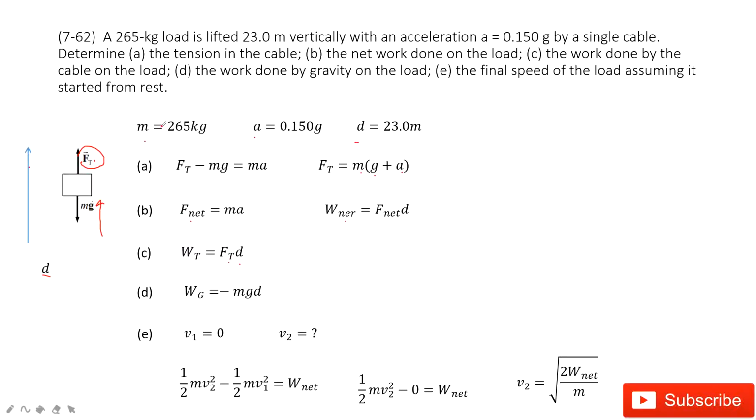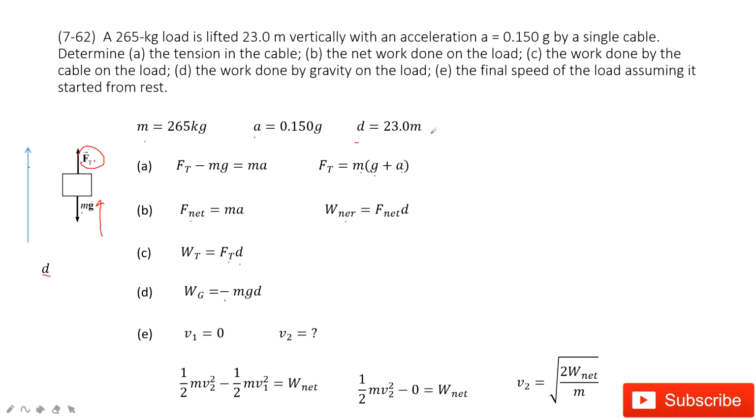The next one, the work done by gravity. See, the gravity is given and the d is there, and they are in the opposite direction. So cosine 180 degrees is negative 1. So we get mg times d with a negative sign because they are in opposite directions.